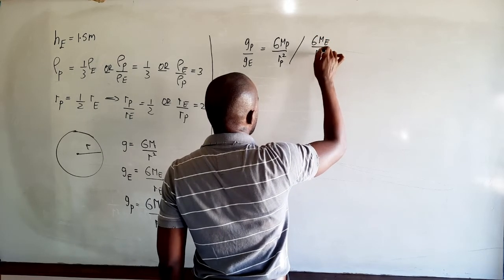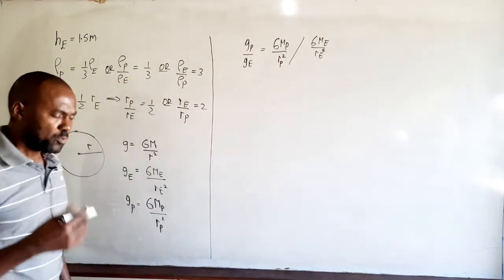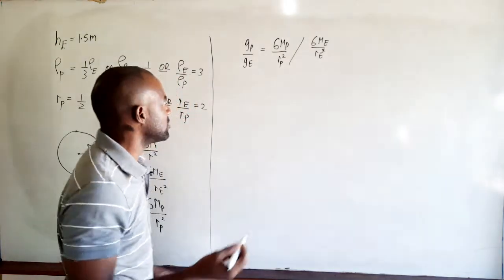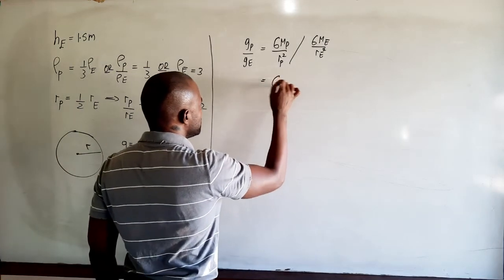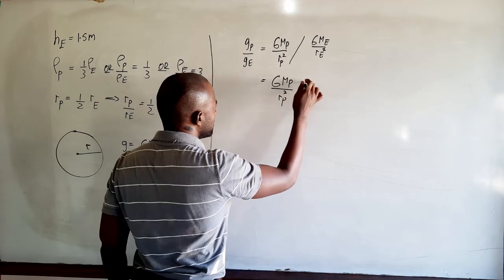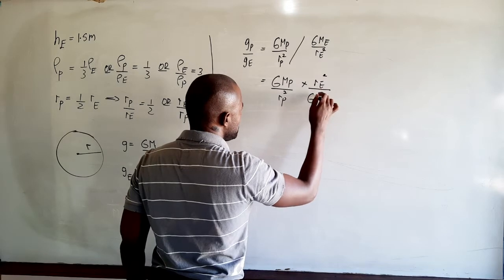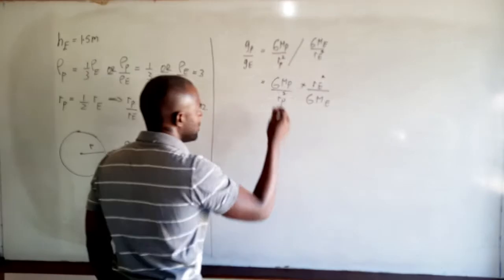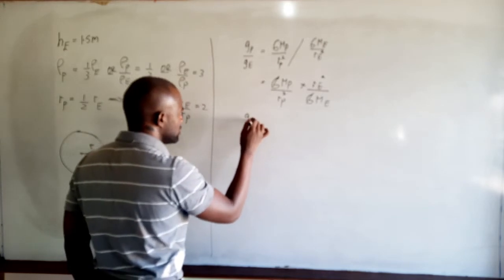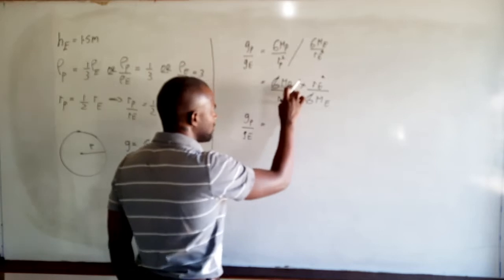GME over RE squared. And of course, you know that when dividing by fractions, we invert the second fraction and then change the sign from division to multiplication. So therefore, this would give us GMP over RP squared times RE squared divided by GME. The G's will cancel, and so what we get is this, GP over GE. So we have MP at the top, ME at the bottom.